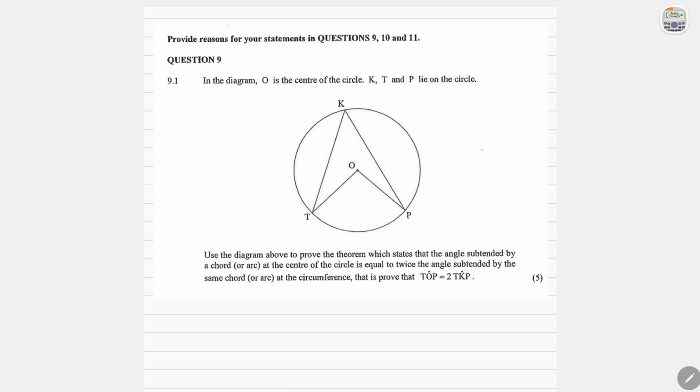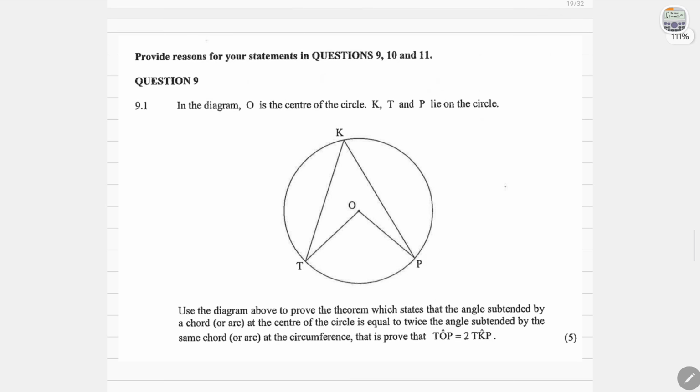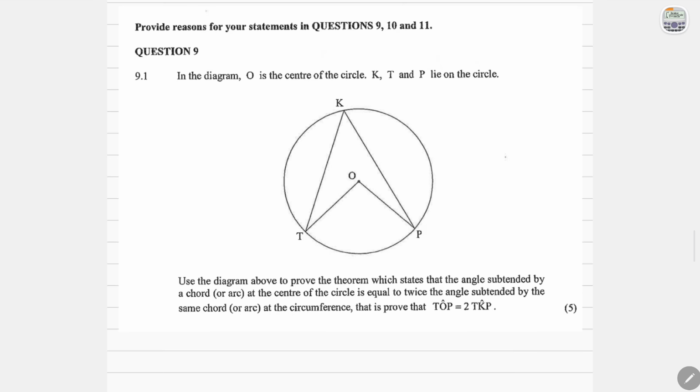In this video, we will be working on the Euclidean geometry section of the Mathematics Paper 2 for November 2025. Just keep in mind that this is the Euclid section, so in questions 9, 10, and 11, we need to ensure that we give reasons for our statements. So looking at question 9.